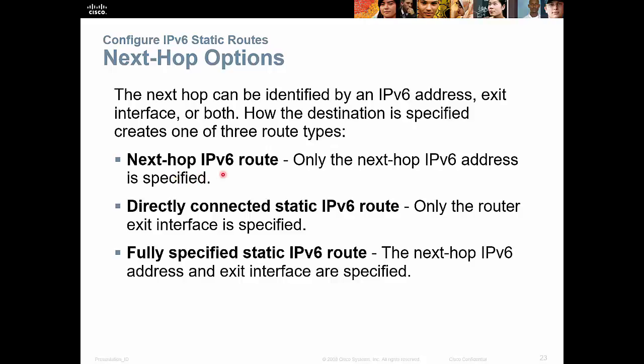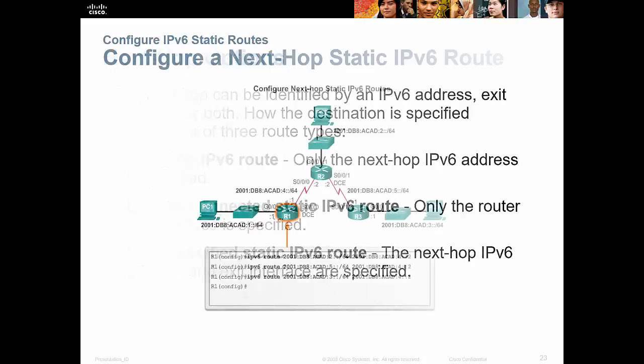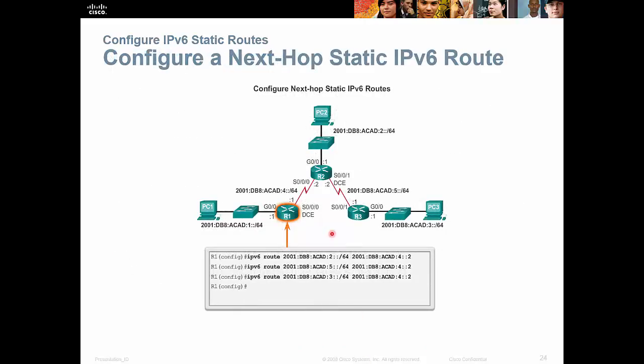So next hop IPv6, only the next hop is specified. These are pretty much the same as the IPv4, but again, with the 6 in it. Directly connected static IPv6 route, only the router exit interface is specified. And then the fully specified, again, both the IP address of the next hop and the exit interface are specified. So we see that again in this picture here, where we have the route set to go out to this link here.